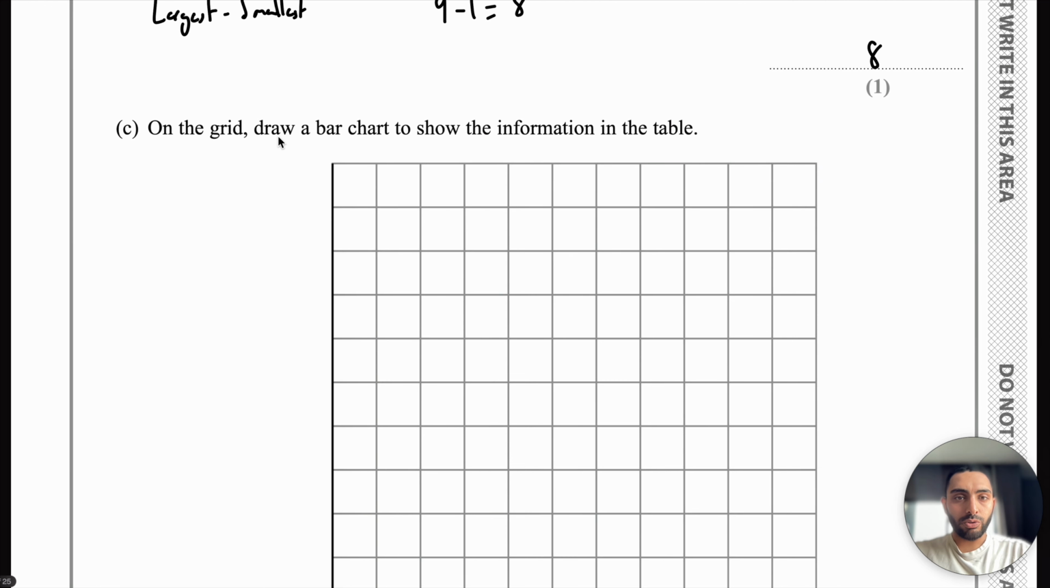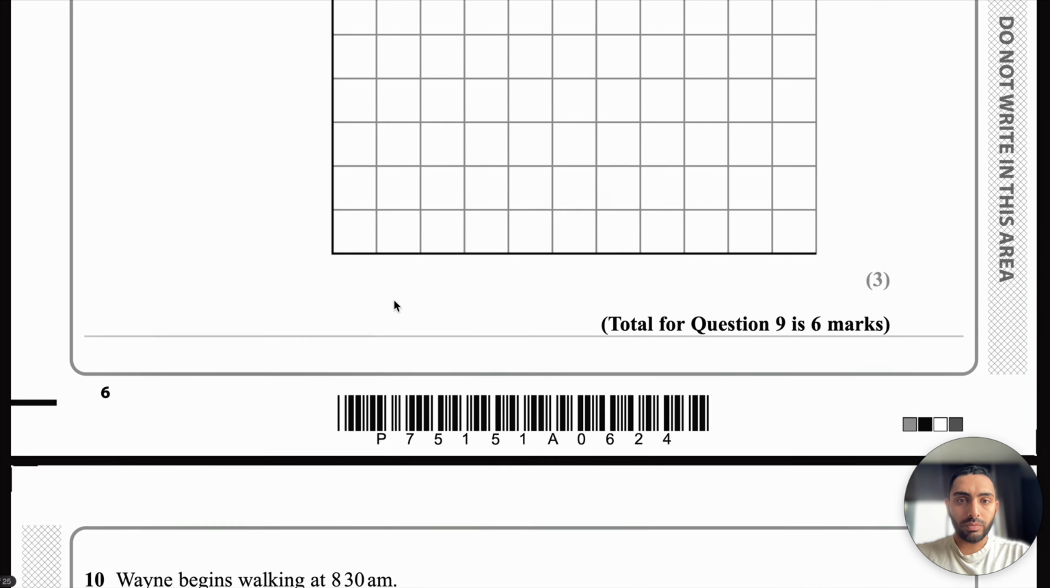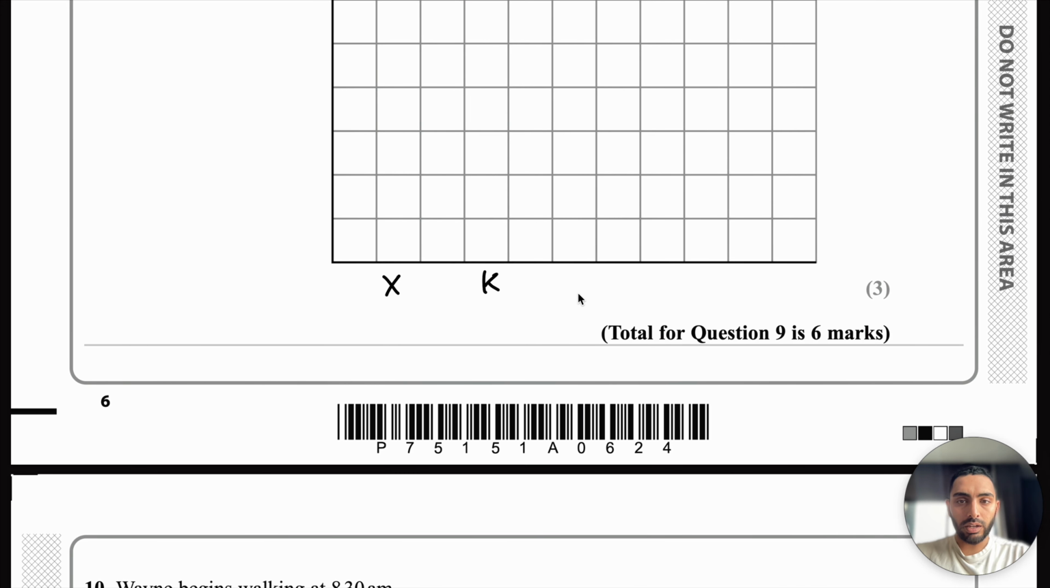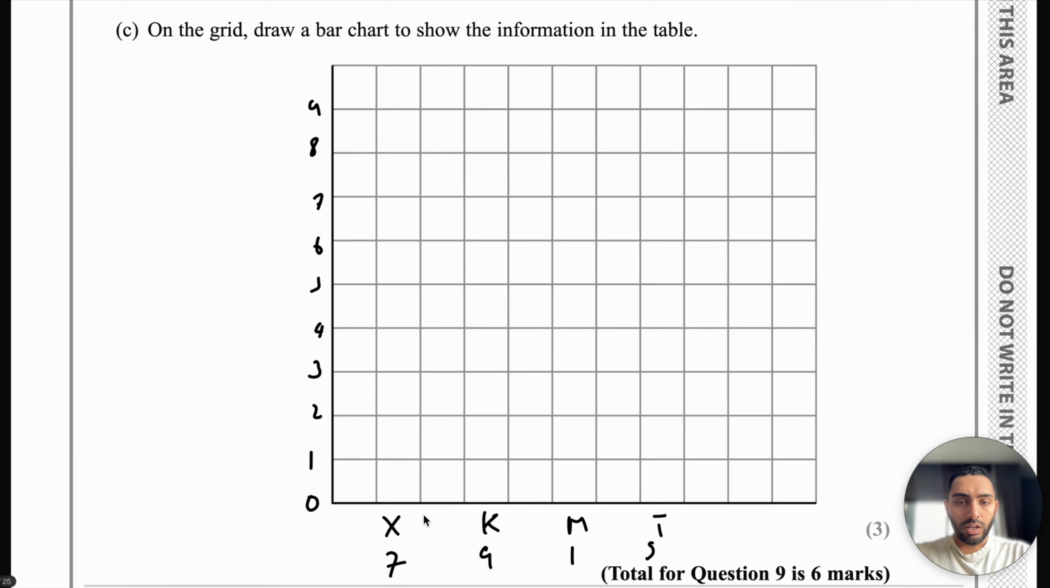Part C, on the grid, draw a bar chart to show the information in the table. So we've got X, M, K, and T. Right, X, K, M, and T. And those are 7, 9, 1, and 5. We need to draw a scale on for our y-axis, so that'd be 0, 1, 2, 3, 4, 5, 6, 7, 8, and 9.